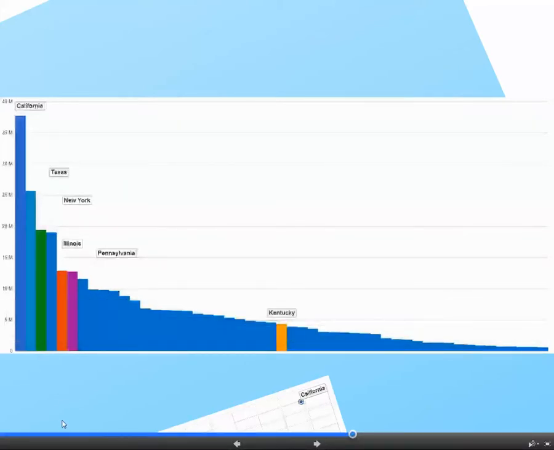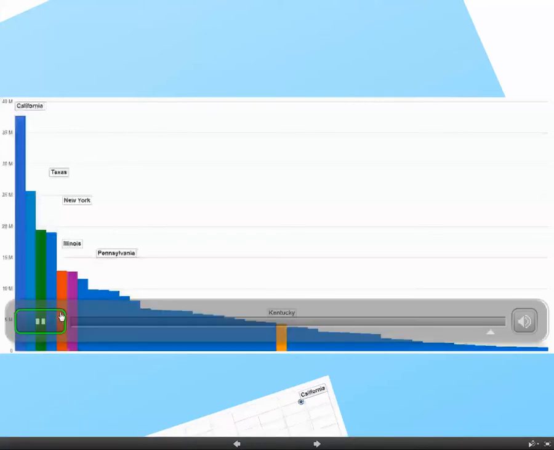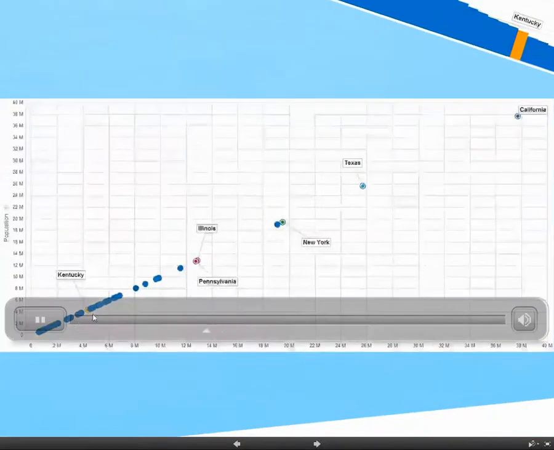Here I have a bar chart of all 50 states with the 5 states plus Kentucky with the most zip codes highlighted, and you can see the resemblance and difference between the rest of the country. They are with each other.